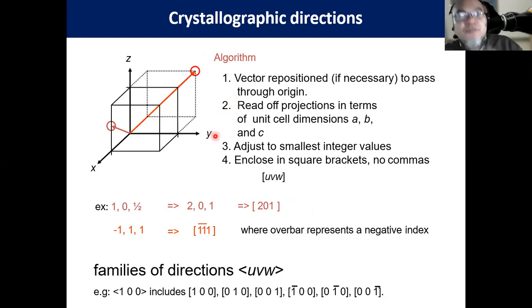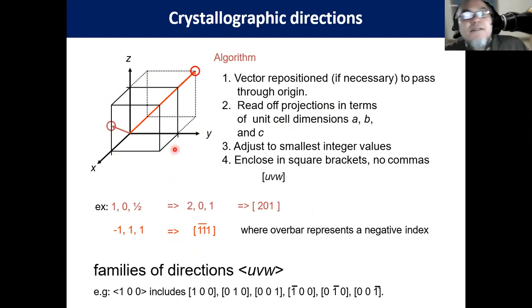So first, reposition the vector to pass through the origin, read off the projection in terms of the unit cell A, B, and C, adjust to the smallest integer values, then afterwards enclose in square brackets without commas, like this.